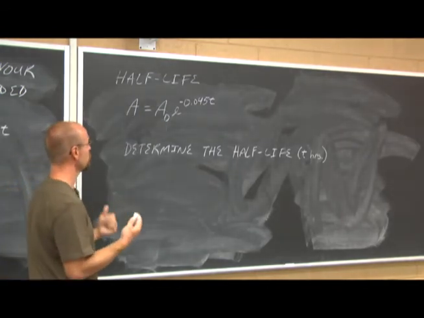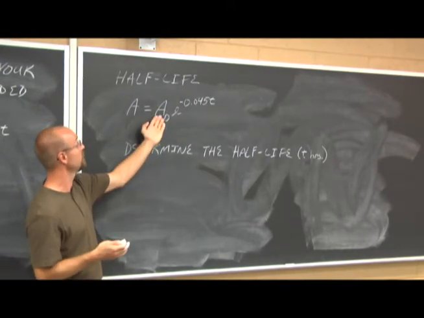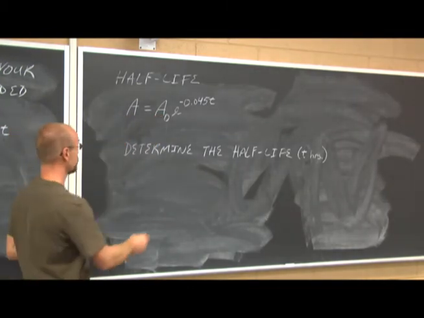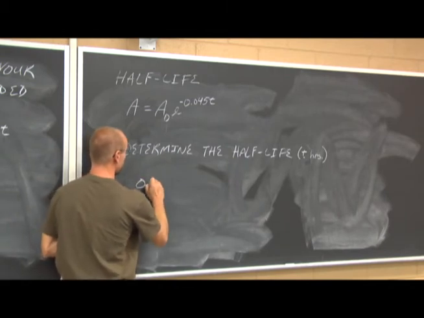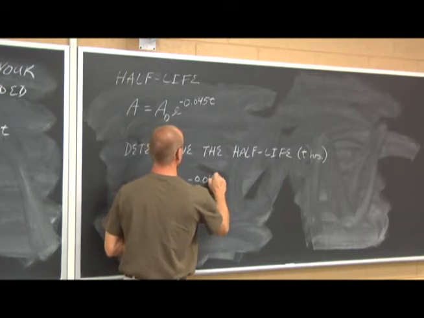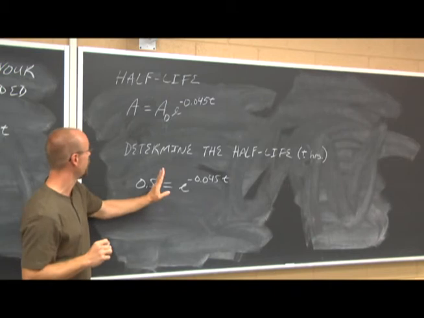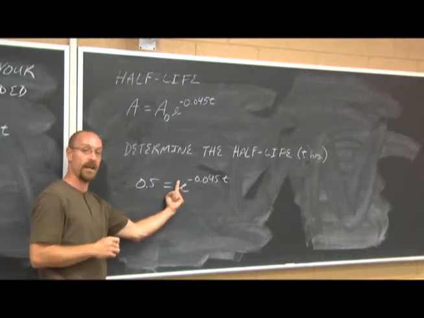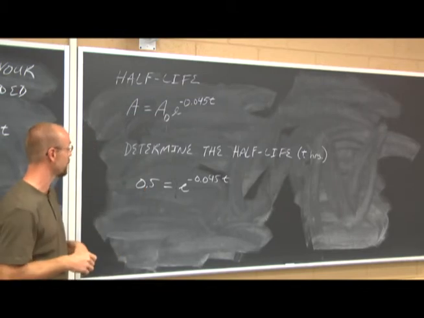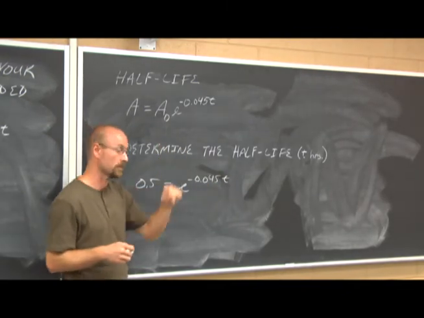So just to save time, we want to determine the half-life. If I pick some arbitrary amount, if this is one amount, this will be half of that amount. So we can just write it as, let's say, 0.5, 1/2 equals e to the negative 0.045 t. Now, why don't I have my A and A naught? Well, if A naught is 1, this is going to be half of that value. That's the definition of half-life. So a single half-life, we're going to find t, determine the half-life, just a single half-life.